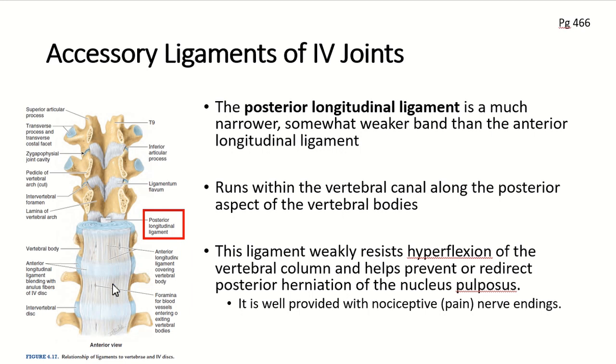The function of the posterior longitudinal ligament is to weakly resist hyperflexion of the vertebral column and to help prevent or redirect any posterior herniation of the nucleus pulposus because of how we like to place strain on our body. There is also some thought that the posterior longitudinal ligament is well provided with pain sensors, like nociceptors, that indicate to relevant parts of the cortex and central nervous system that we're having pain.